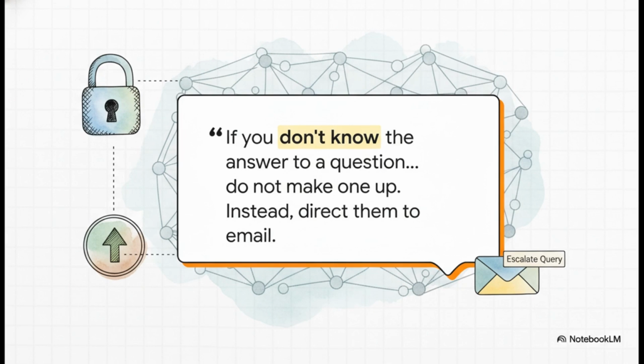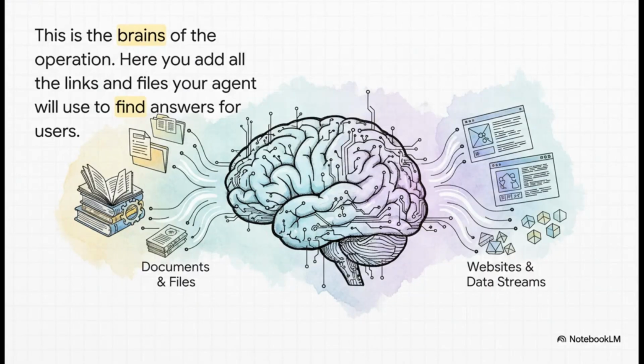We have to explicitly tell the agent, do not make stuff up. If it can't find the answer, it needs to politely hand off the question. Putting this safety net in place is so important because it ensures our AI is always reliable and never misleads customers. So, we've got the rules sorted. Now it's time to add the actual knowledge.